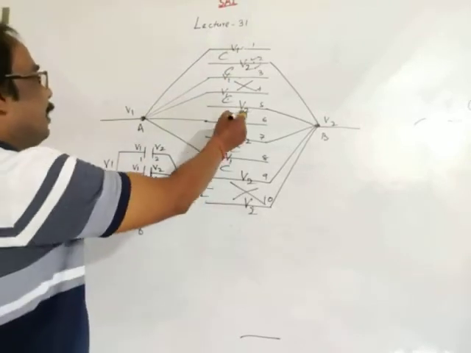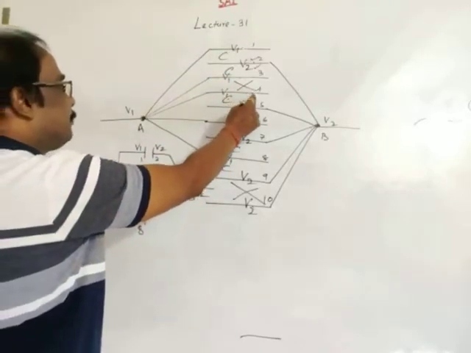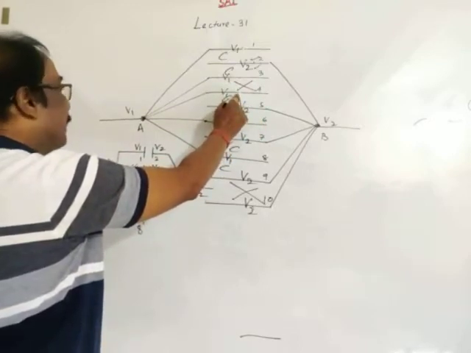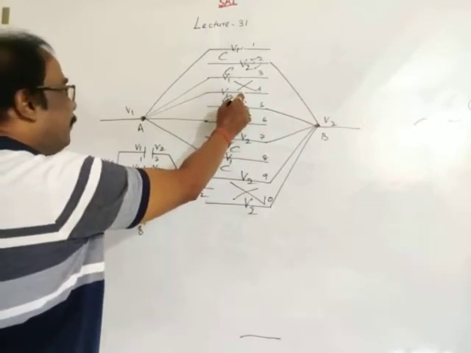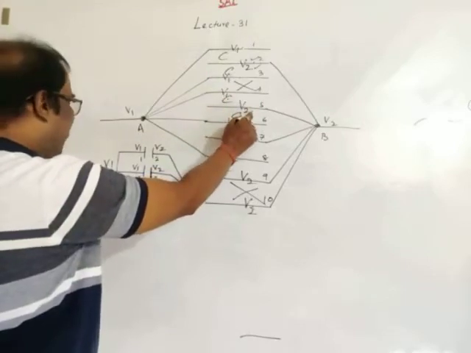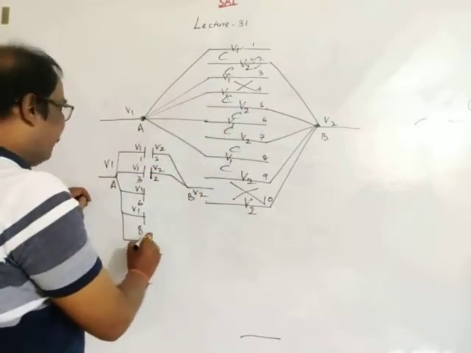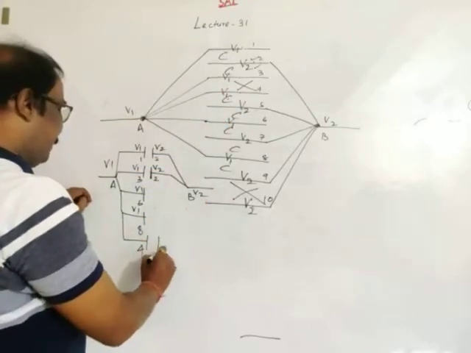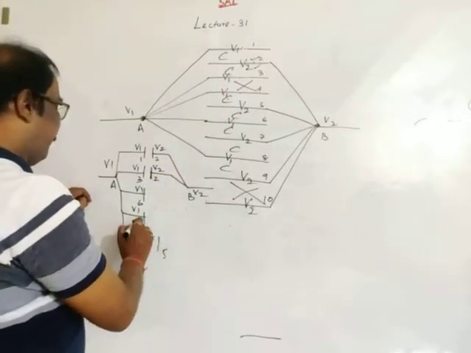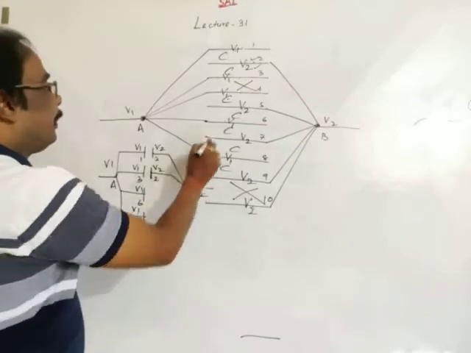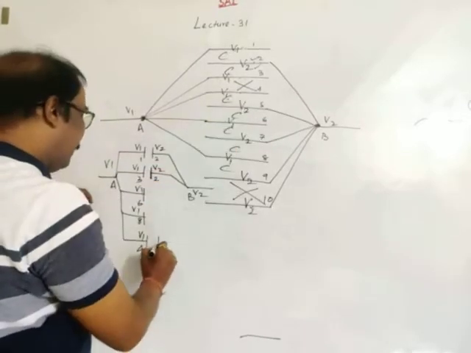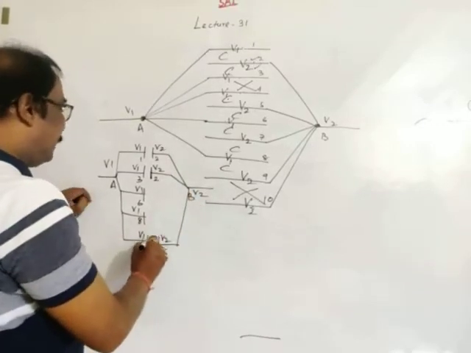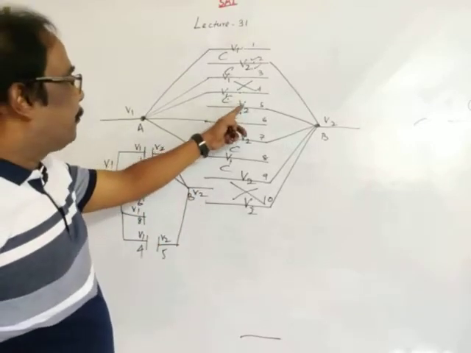Then about capacitors 4 and 5. We have not taken plate 4. Plate 4 is at potential V1, and plate 5 is at potential V2. Let's connect now, again, between 4 and 5.